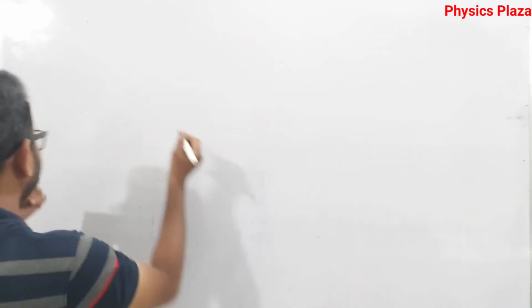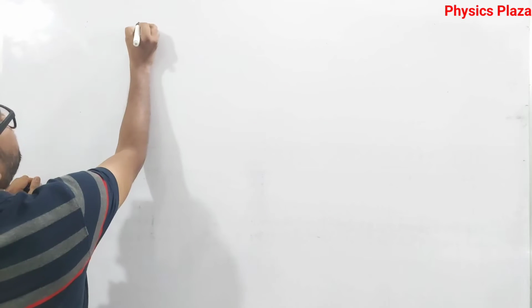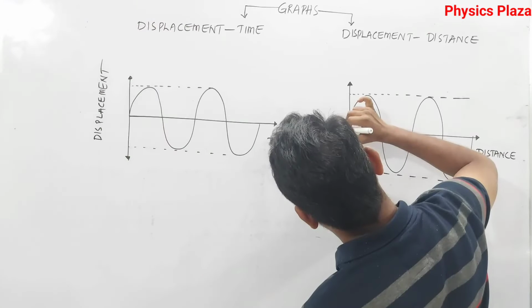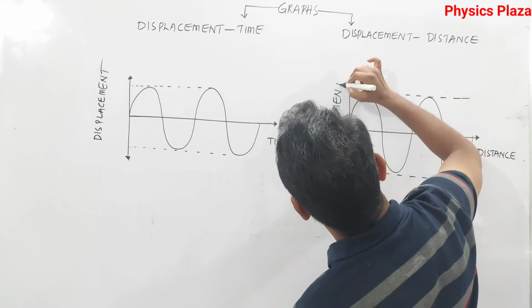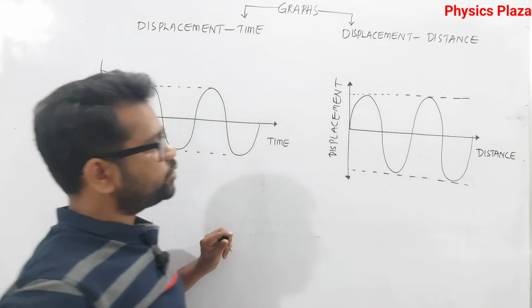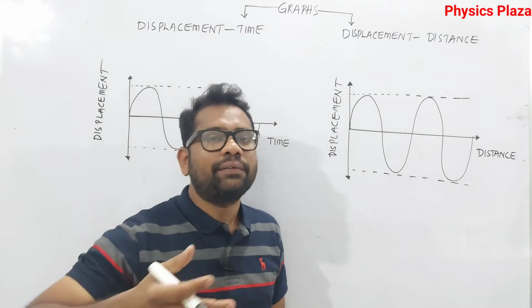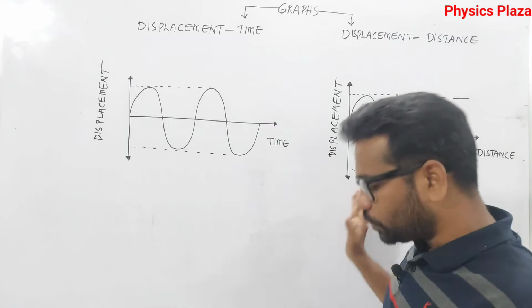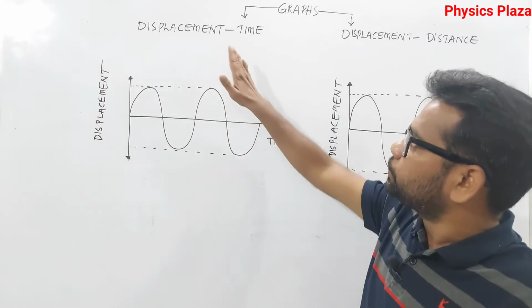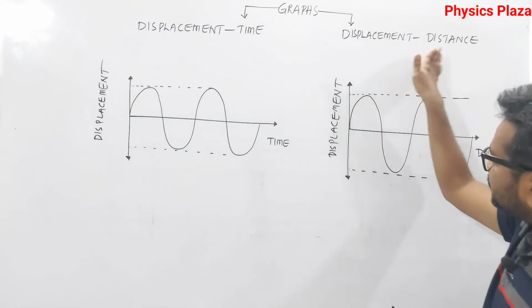Let us see, children. Two graphs we have, displacement. Children, here don't have a confusion. Few children will have a confusion. Some of you may think that I am representing two transverse waves. No, it's not that actually. So displacement time graph and displacement distance graph.